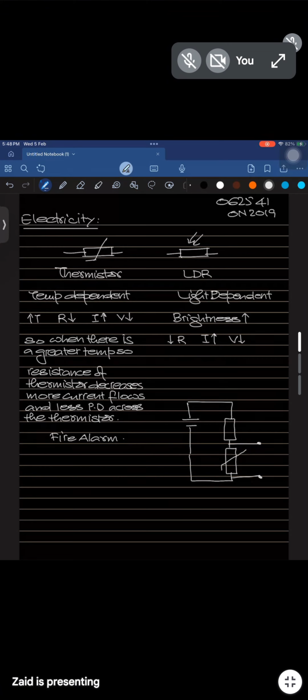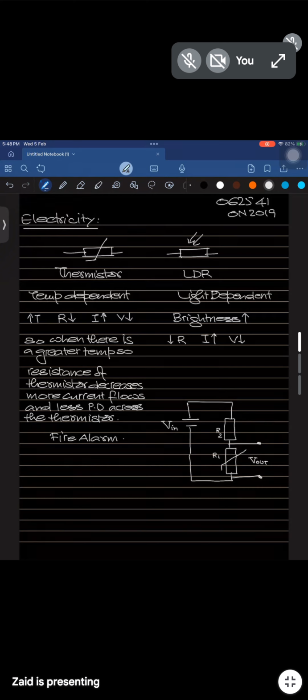Now what does a potential divider do? A potential divider takes the voltage, that's called the input voltage, splits it up and gives part of that voltage to another external circuit. So you are splitting up the voltage into two parts. The component along which you have placed the thermistor in the potential divider is going to be called R1 and the other one is going to be called R2.